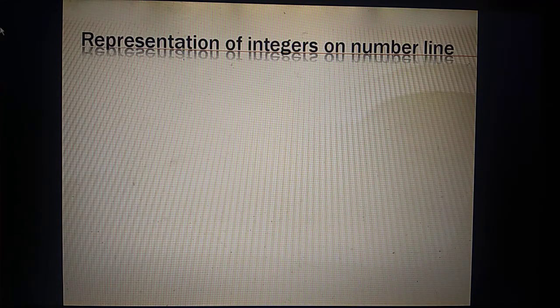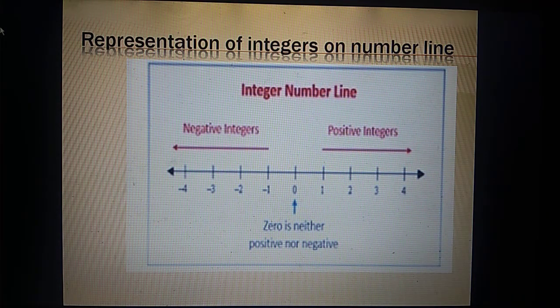Now, how will you represent integers on a number line? So, what is a number line? For that, you will draw a line which will move endlessly in both directions. As you can see in this number line, 0 is in the center. To the right of it are all positive integers, to the left of it all negative integers. Here, 0 is neither positive nor negative.